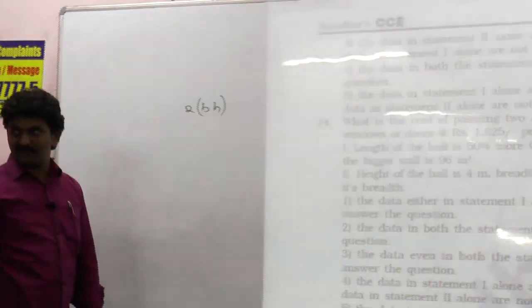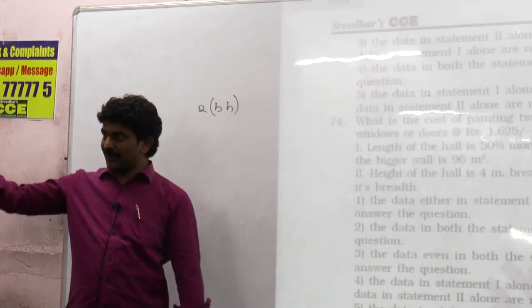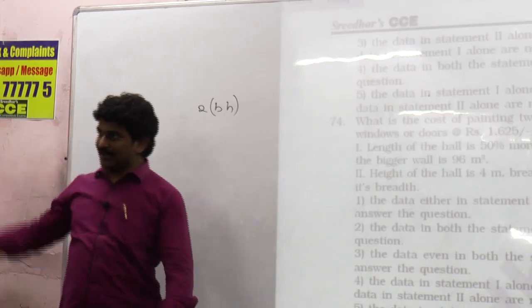4 walls are there. For this room, you can say this is one wall, the opposite one, left and right. What is the area of this wall? Height into breadth, BH. The opposite side is also the same, so that is total 2 into BH. 2 sides are over. The other side, left hand side and right hand side, this is length and height is h.